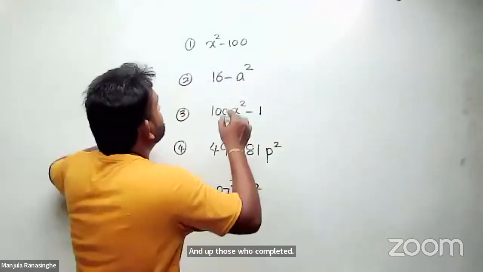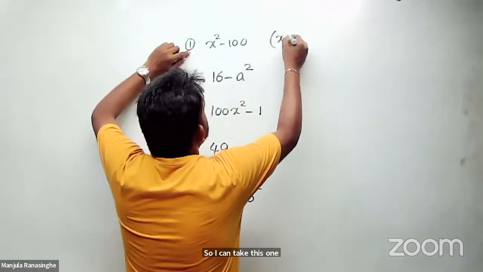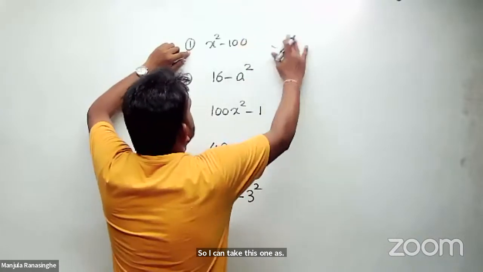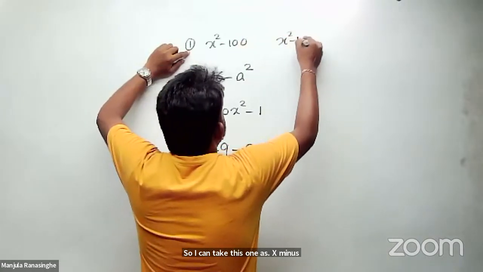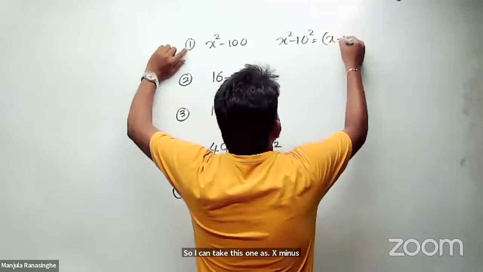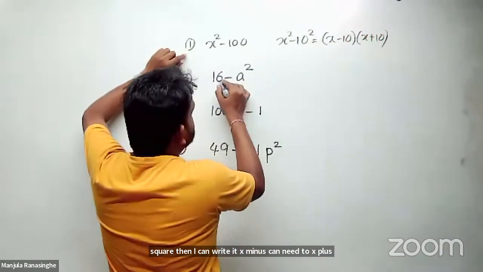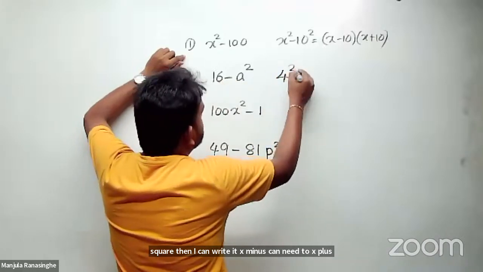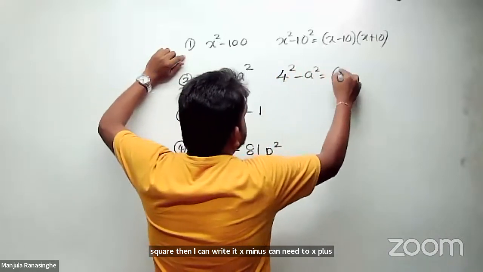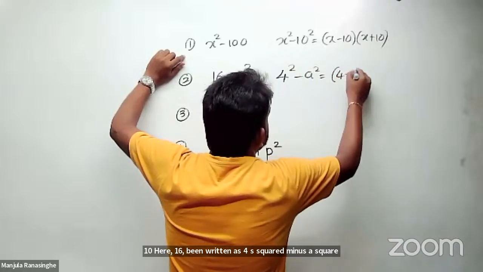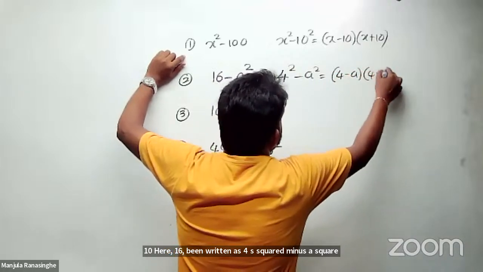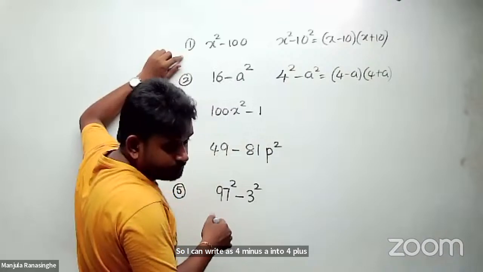So I can take this one as x squared minus 10 squared. Then I can write it as x minus 10 into x plus 10. Here 16 is written as 4 squared minus a squared. So I can write it as 4 minus a into 4 plus a. Right, so these are the factors.